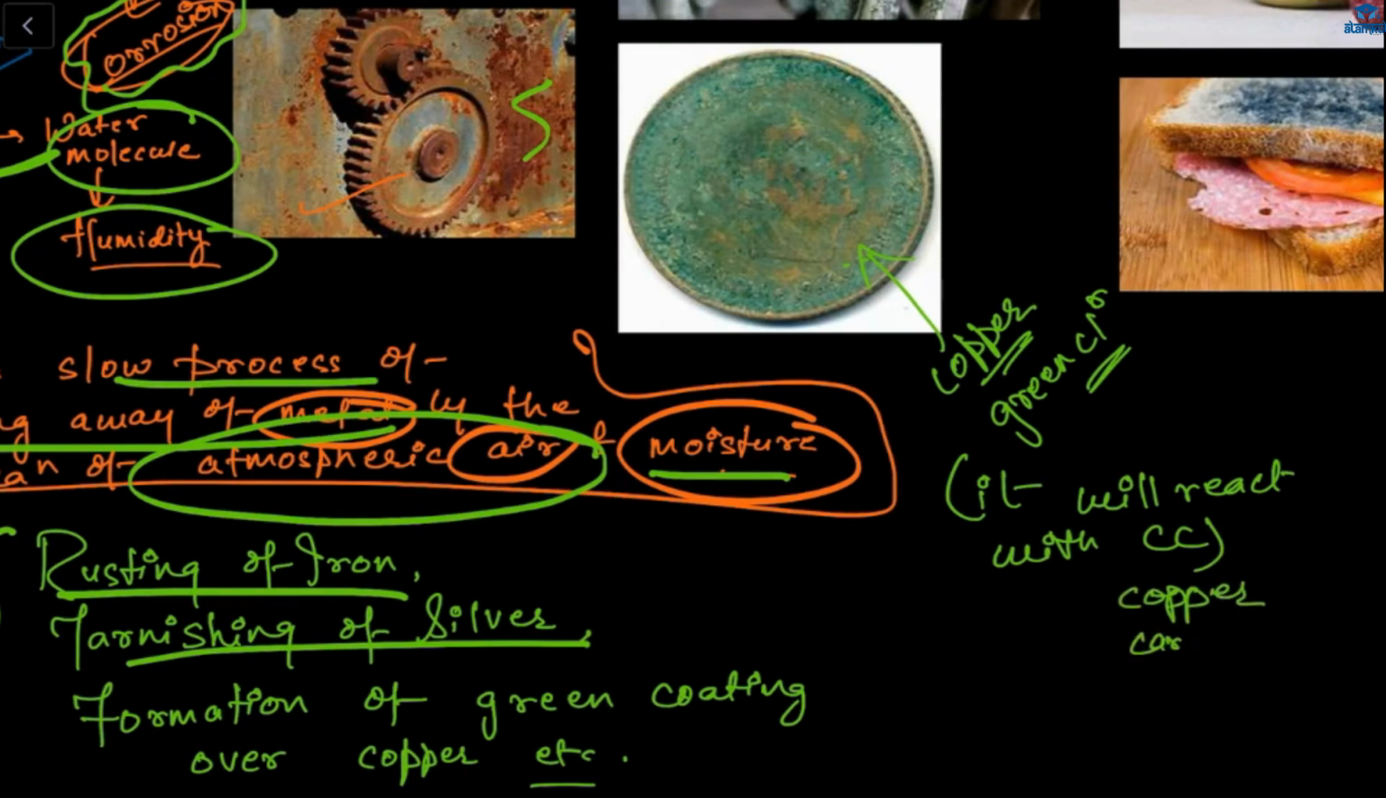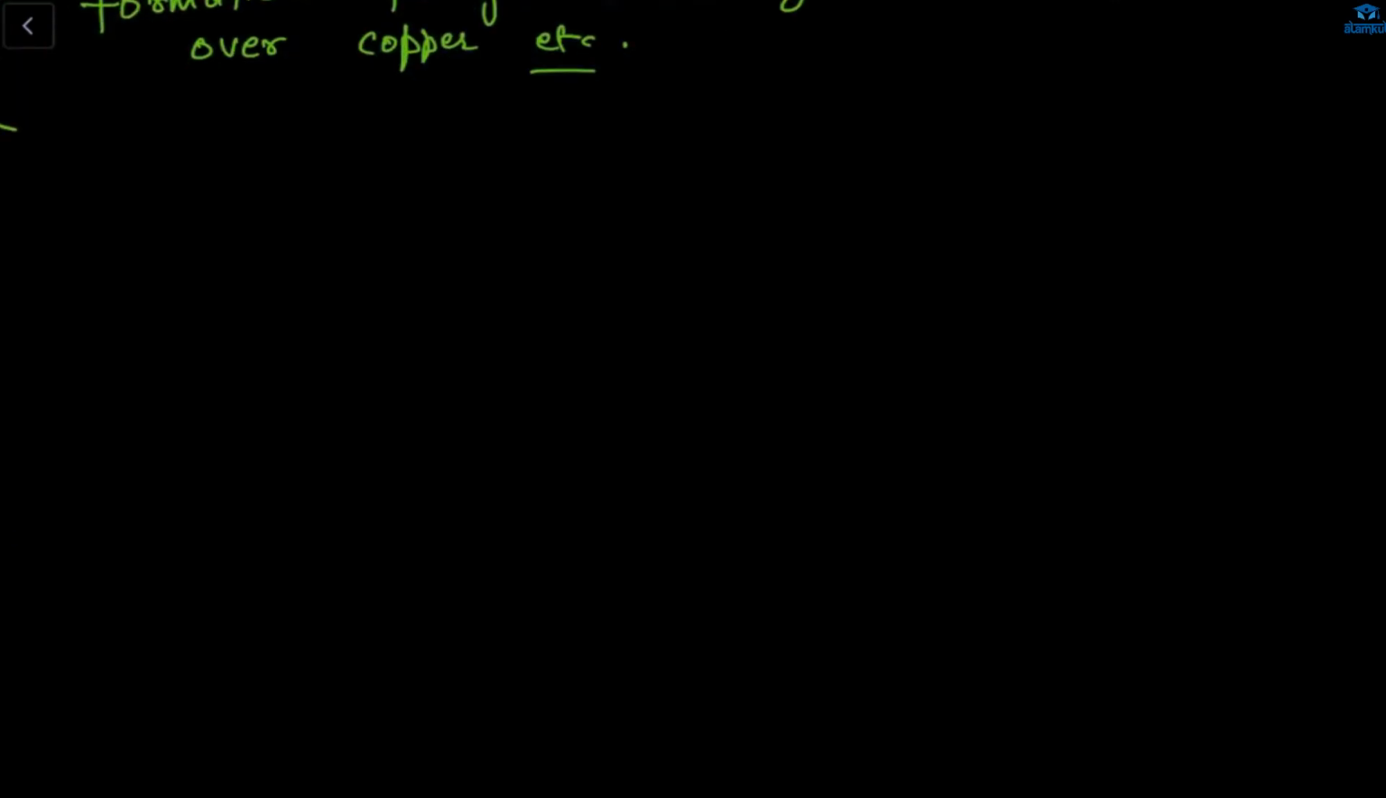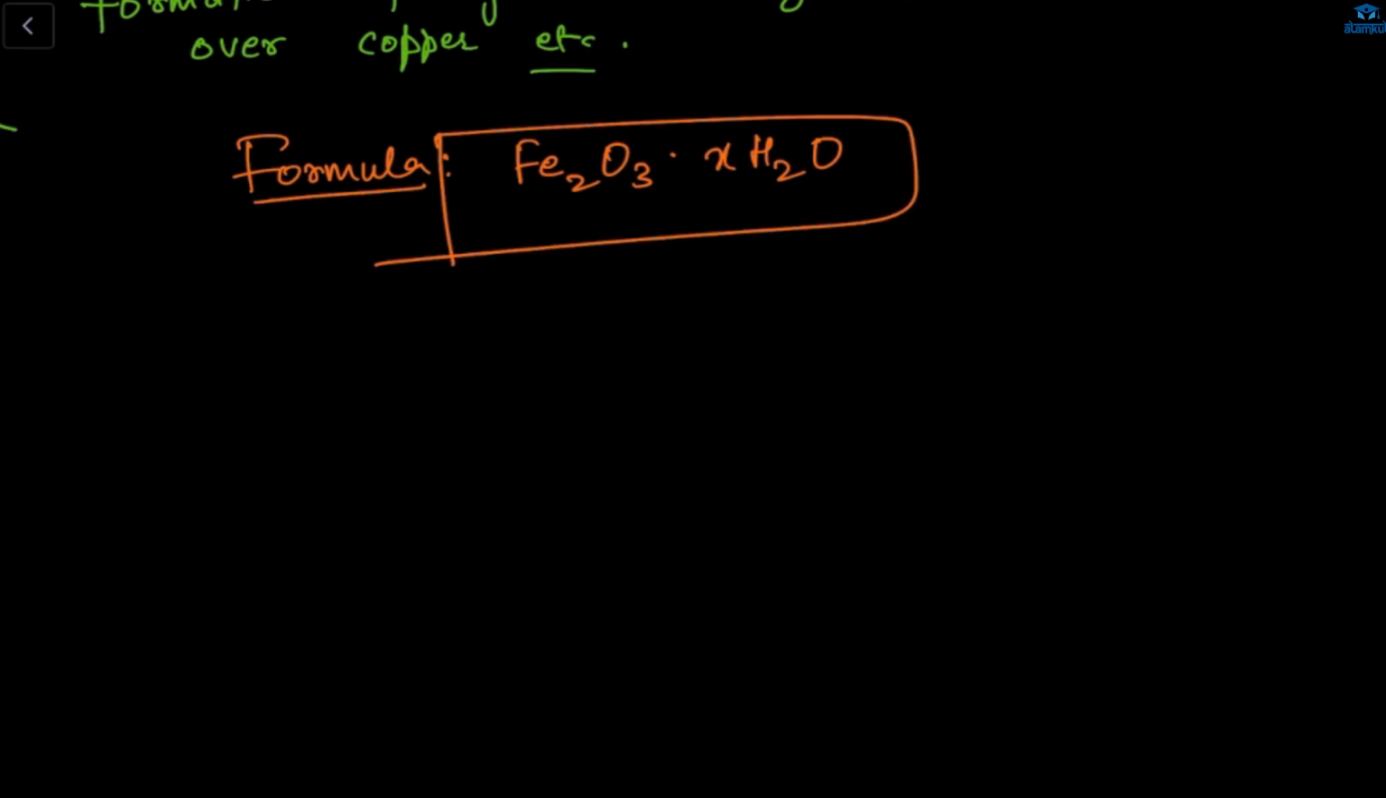Copper carbonate. Okay. And what is the formula for rust? Formula for rust. Any idea? Hello, Rushil. Any idea what is the formula of rust? Is it Fe2O3? Yes, Fe2O3 plus H2O. Okay, this is the formula of rust.